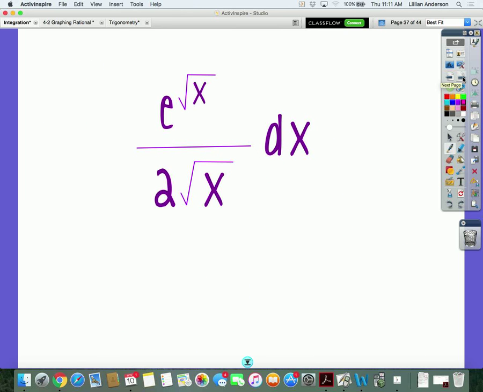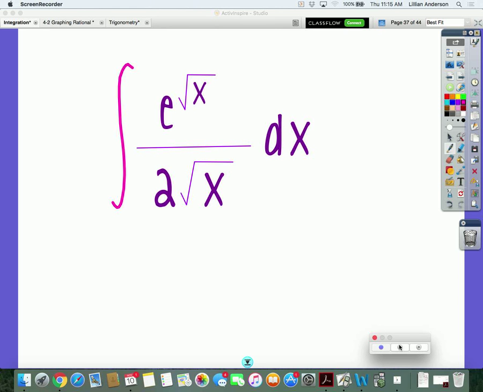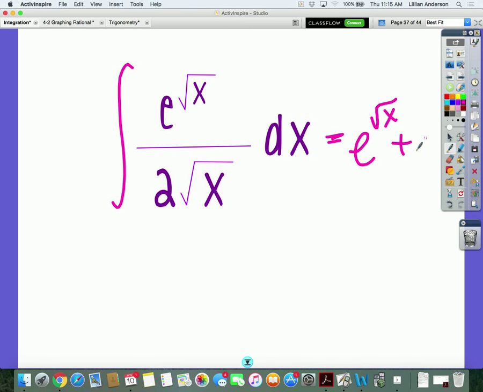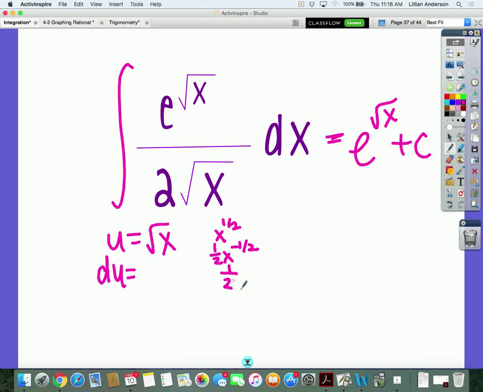Let's do this one. It's fine. Same thing. That's your answer. We make u the square root of x, because the derivative of that, okay, bring it down to the front, subtract 1, make it positive, which is 1 over 2 root x dx.